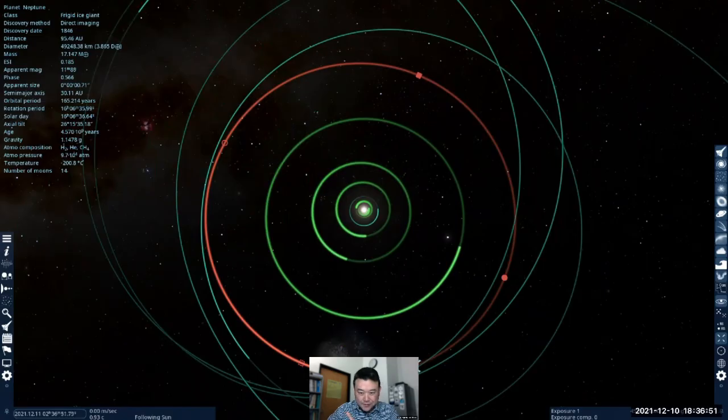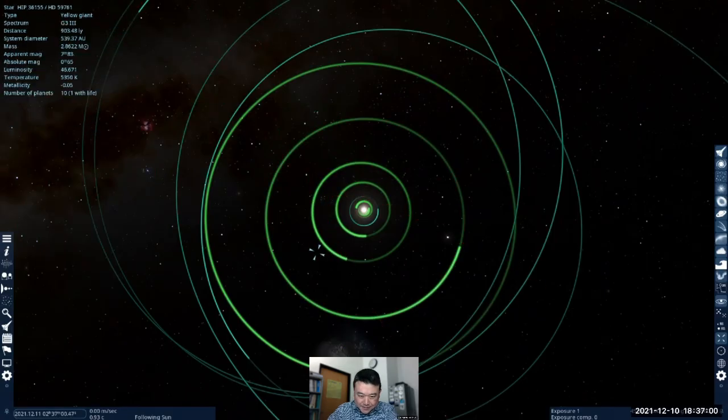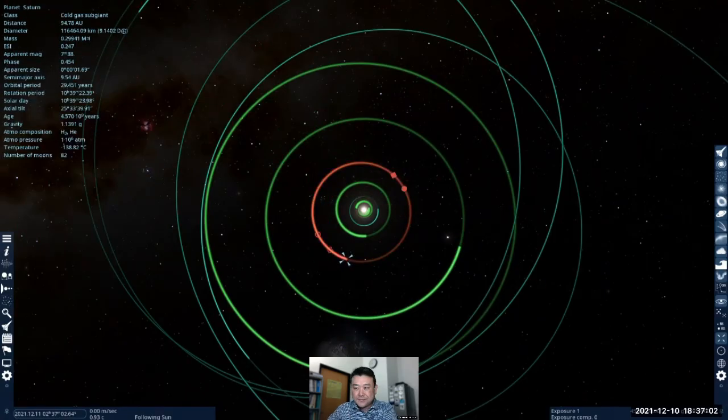Yeah, it's Neptune. So Neptune, Uranus, Saturn, and this is Jupiter. By the way, I'm starting with those outer planets to show the scale. This is how far away those outer planets are.